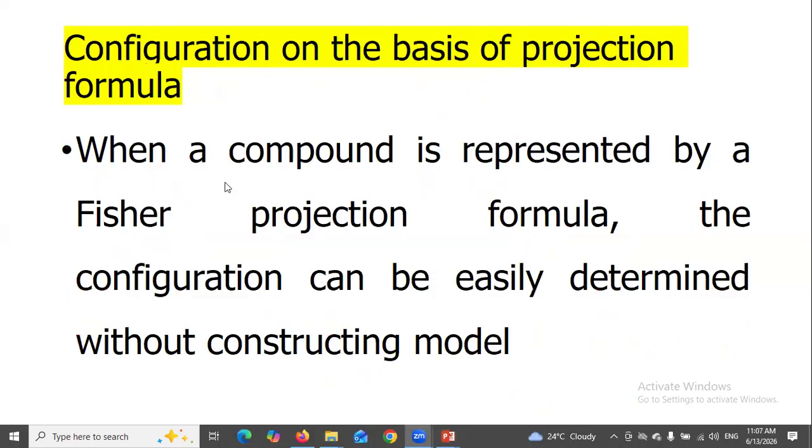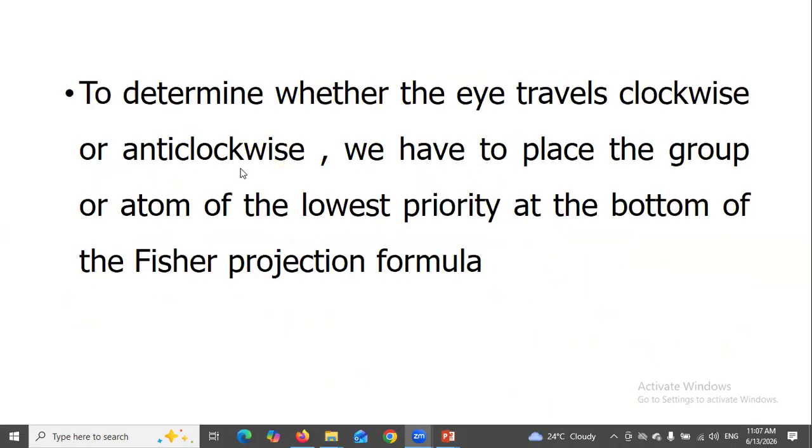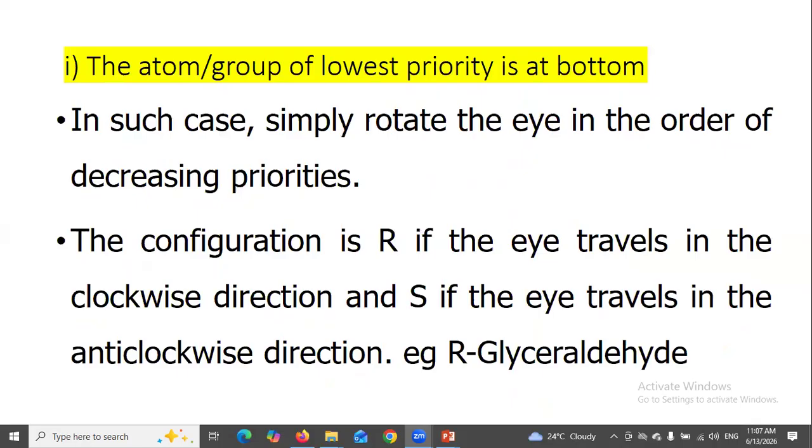When a compound is represented by a Fischer projection formula, the configuration can be easily determined without constructing a model. To determine whether the eye travels clockwise or anticlockwise, we have to place the group or atom of lowest priority at the bottom of the Fischer projection formula. With the lowest priority at the bottom, simply rotate the eye in the order of decreasing priorities. The configuration is R if the eye travels in the clockwise direction and S if it travels in the anticlockwise direction. R is right.